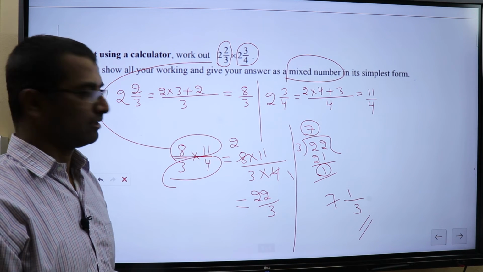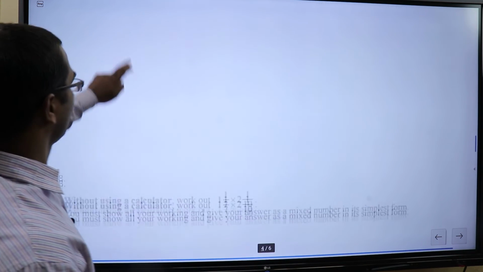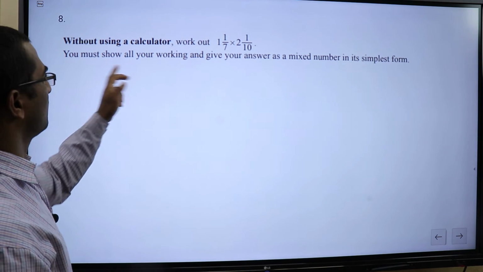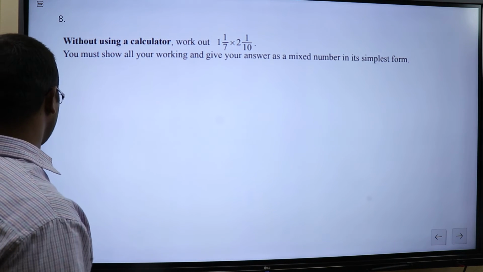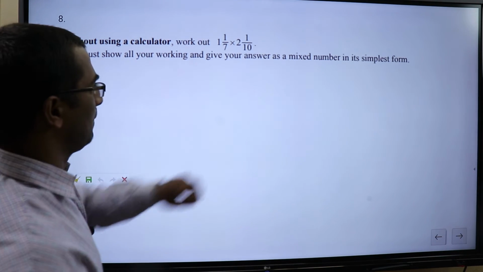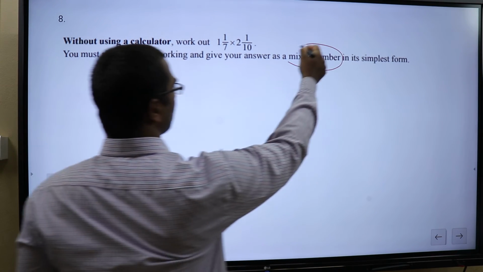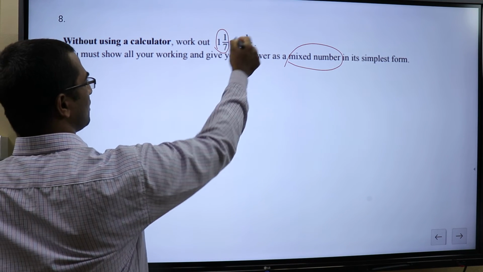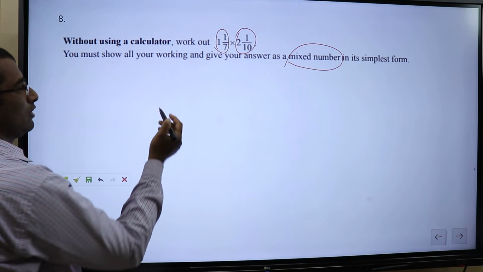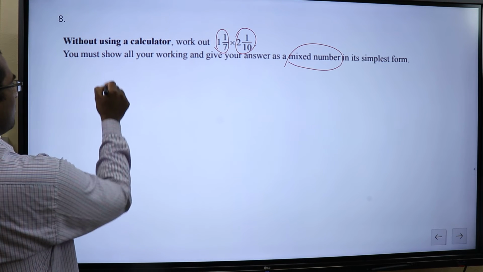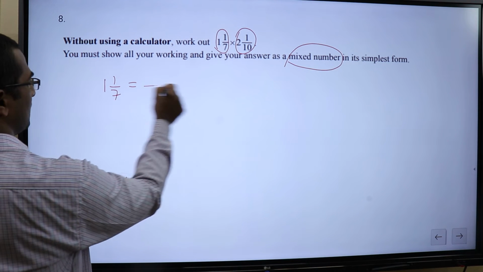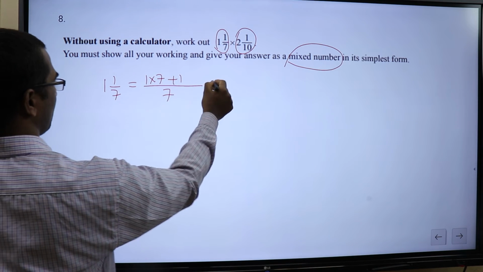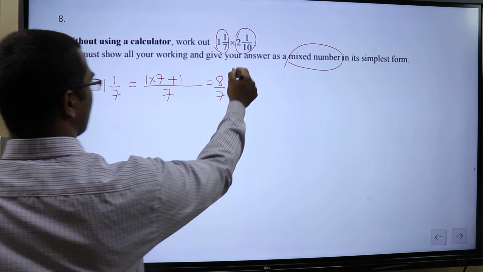Okay. Next one. Without using a calculator, work out this. You must show all your working and give your answer as a mixed number. So here also I should convert my answer into a mixed number. Before that, to multiply, I should convert each mixed number into an improper fraction. So 1 1/7 will become how much? 7 here, and here 1 into 7 plus 1. So that is 8/7.